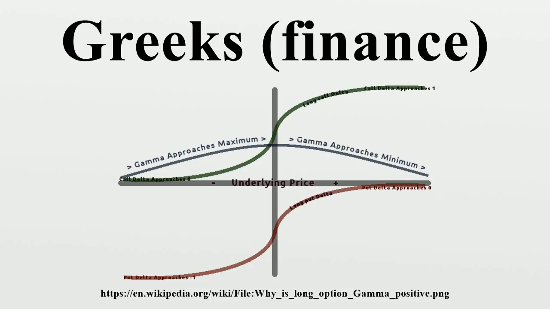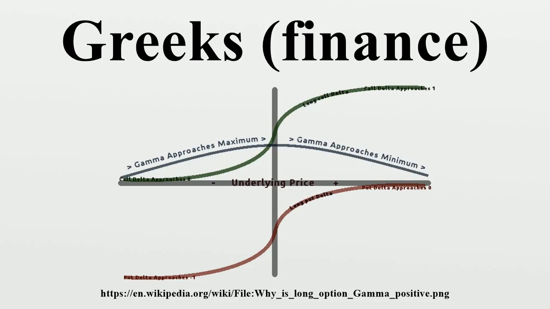Vega can be an important Greek to monitor for an option trader, especially in volatile markets, since the value of some option strategies can be particularly sensitive to changes in volatility. The value of an option straddle, for example, is extremely dependent on changes to volatility.